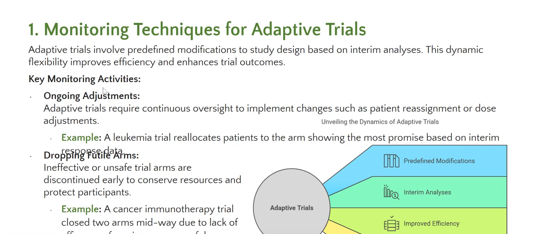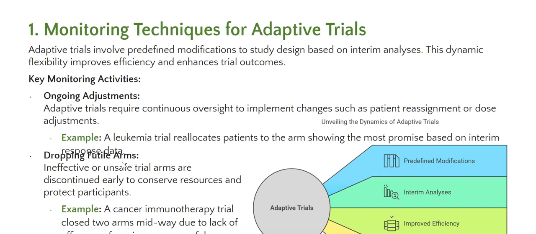Key monitoring activities here, in no particular order, will start with ongoing adjustments. This is the most important aspect in adaptive trials that we need to reflect on, the basic idea of flexibility of being an adaptive trial. Adaptive trials require continuous oversight to implement changes, such as patient reassignment or dose adjustments. For example, a leukemia trial reallocates patients to the arm showing the most promise based on interim response data.